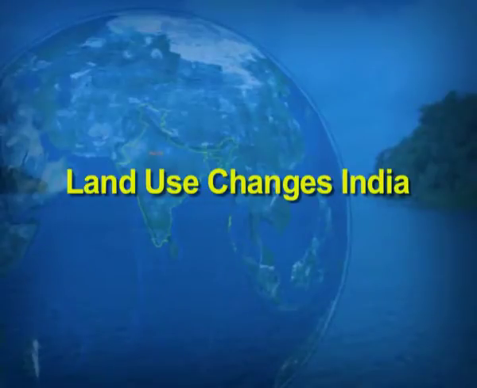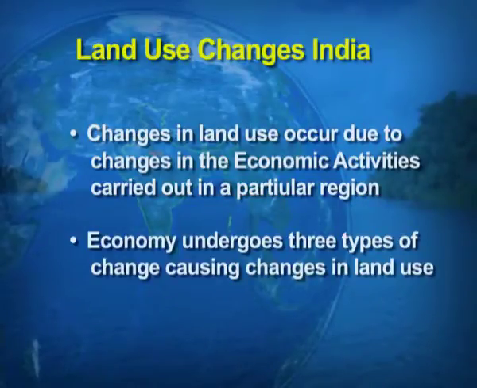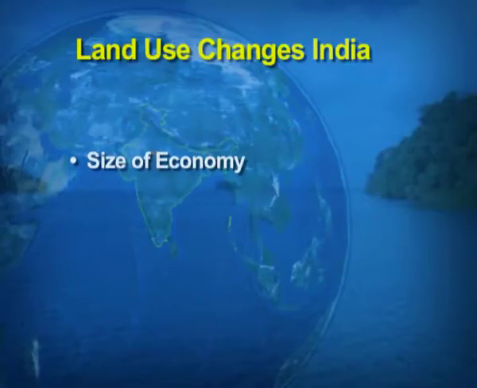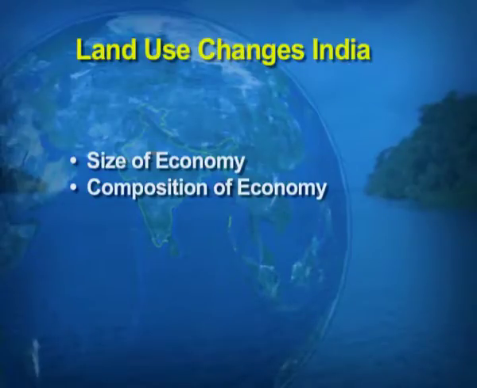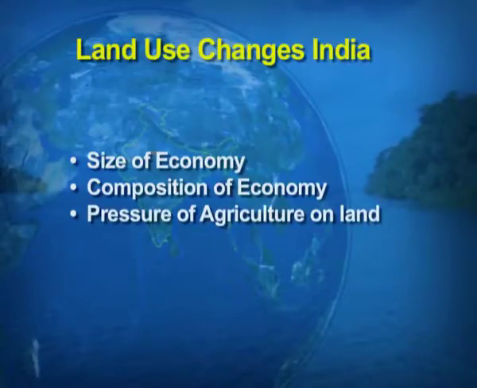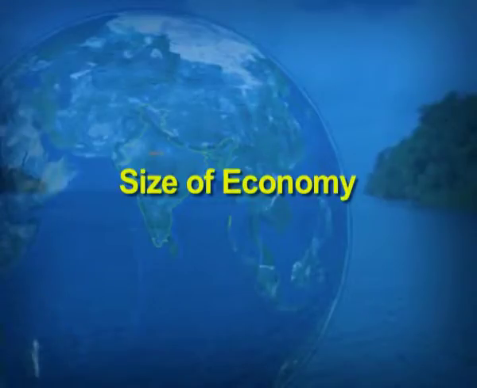Now, land use changes due to the changes in the economic activities, and when we say economic activities, it may be the size of economy, the composition of economy and the pressure of agriculture on land. Now, we will be taking up all these three factors separately. One is the size of economy. The size of economy is measured in terms of the value of goods and services that grow over a period of time. This may be caused because of increase in population, improvement in income levels or the advancement of technology.